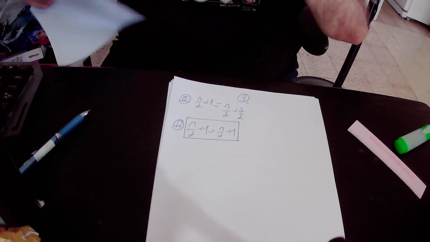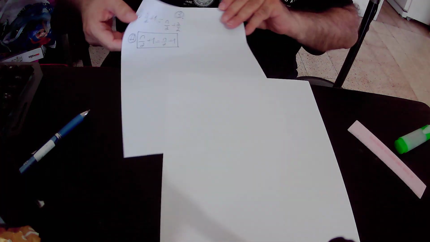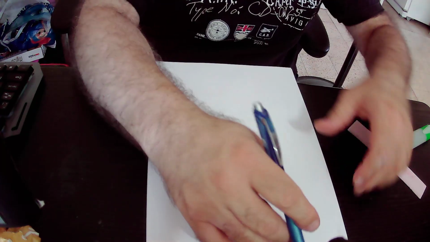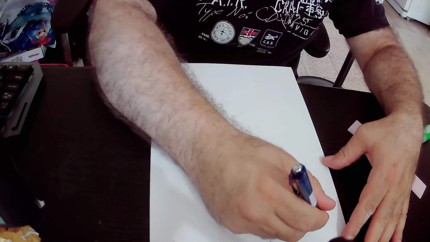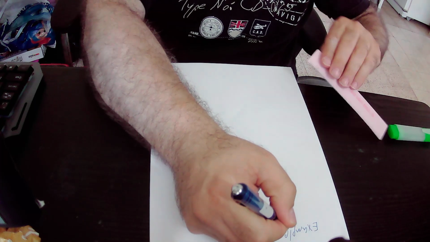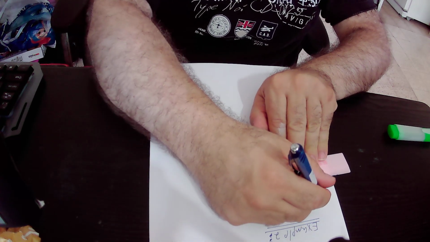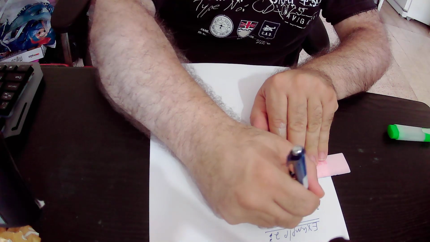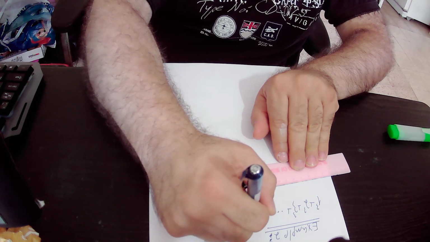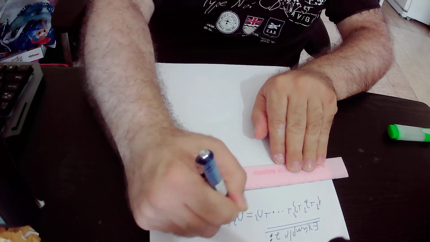Okay, so I will give you the second example. 1 to the power of 3 plus 2 to the power of 3 plus 3 to the power of 3 plus ... plus n to the power of 3 equals n squared times (n plus 1) squared, all divided by 2.